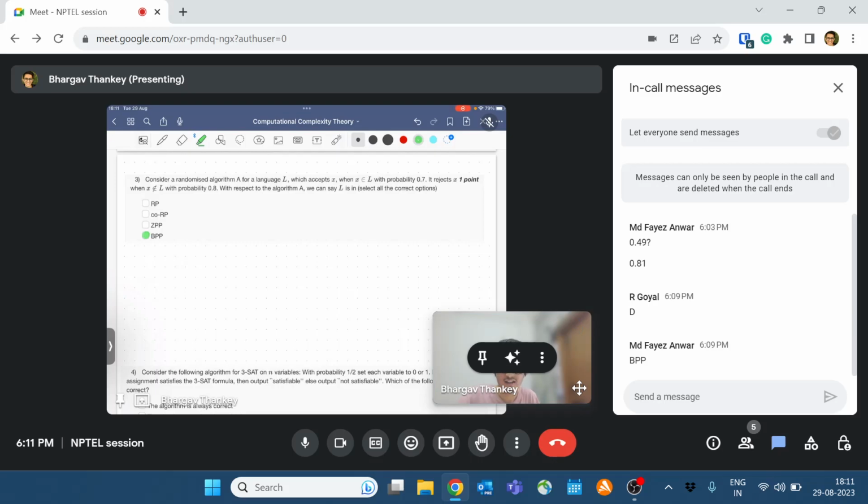I had just one thing to ask here. It says that it accepts when the string is in the language with probability 0.7 and it rejects with probability 0.8 when it is not there. Like in the lectures, we have mostly seen that the probability of acceptance is usually greater than the probability by which we reject. That's what I was coming to.